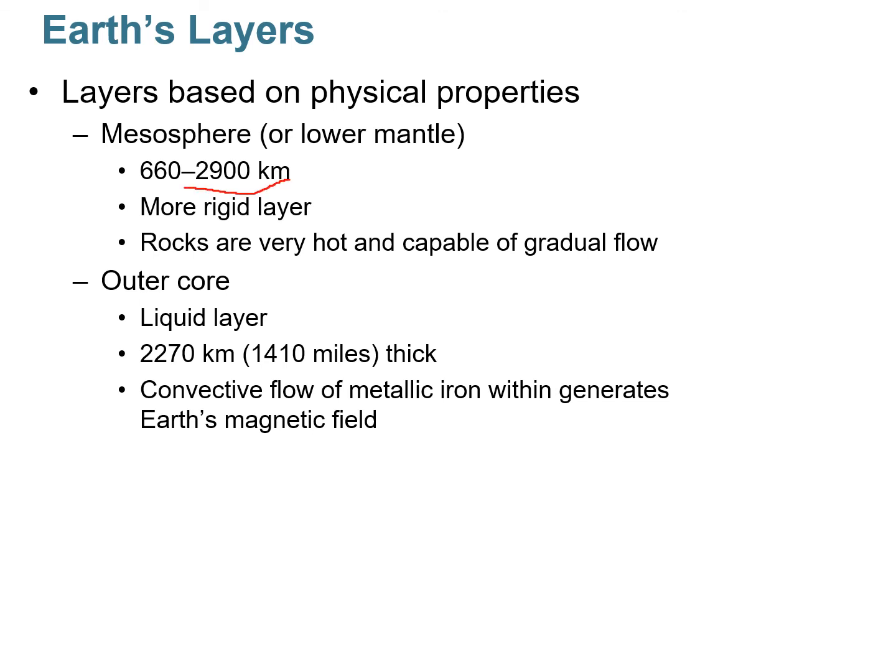Okay. And then you hit the outer core. The outer core is liquid, about 2,270 kilometers thick, and you have convective flow of the metallic iron within the outer core. That generates our magnetic field, which protects us from cosmic rays.